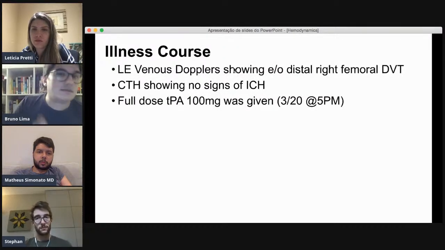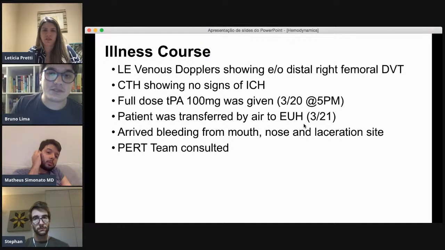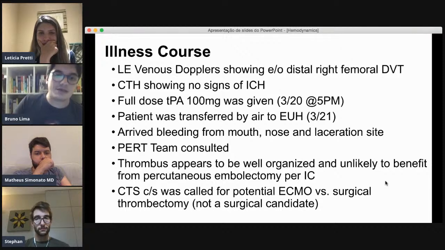So he ended up getting some venous Dopplers of his lower extremities. Why not, right? And he had some distal right femoral DVTs, or deep vein thrombosis. His CT showed no sign of intracranial hemorrhage, and this is important because he got TPA, which is alteplase. So he got thrombolytics, and then he was transferred by air. So the PERT team, that's the PE team, saw, and the thrombus was organized. Probably he's not going to get any kind of percutaneous embolectomy or whatever.